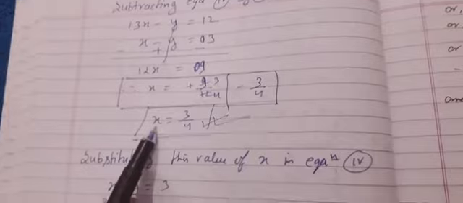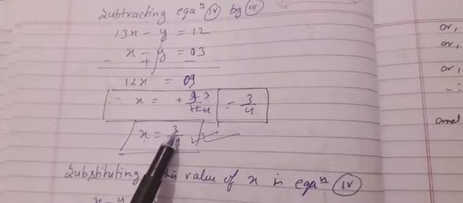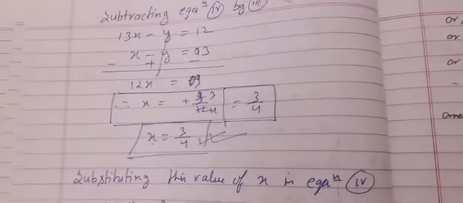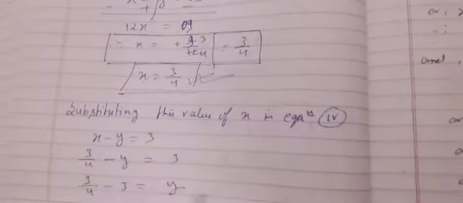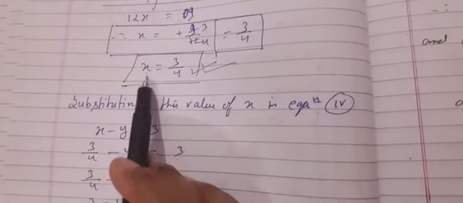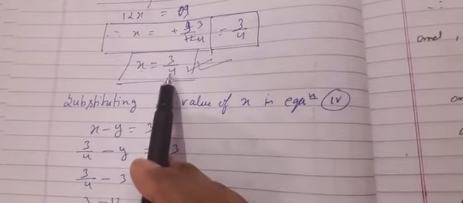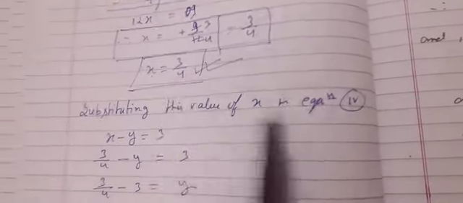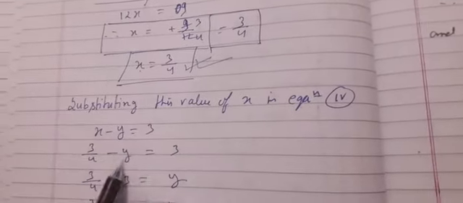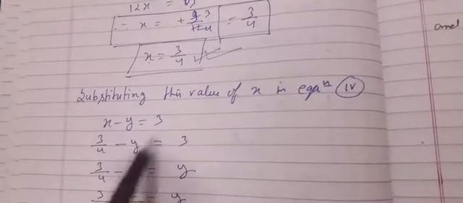Now we will substitute this value of x, that is 3 by 4, in any of equations 1, 2, 3, 4, because 3 and 1 are the same and 2 and 4 are the same. And as I have told you in my introduction video, when you get the real value or real answer of any one variable, you put it in your original equation. Okay children, so substituting this value of x in equation 4, x minus y is equal to 3.